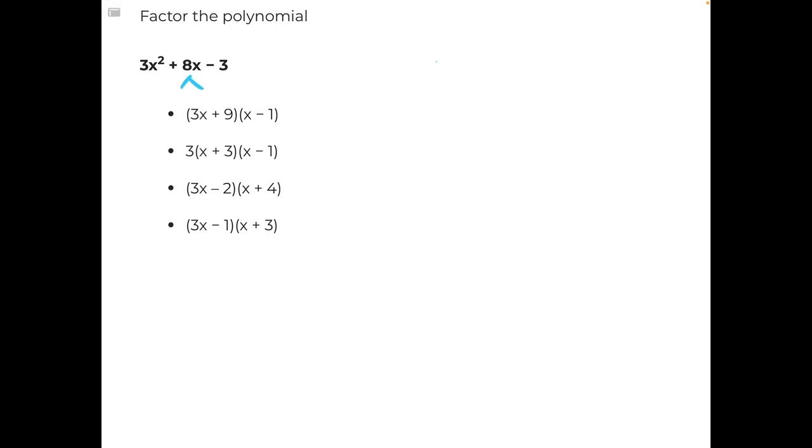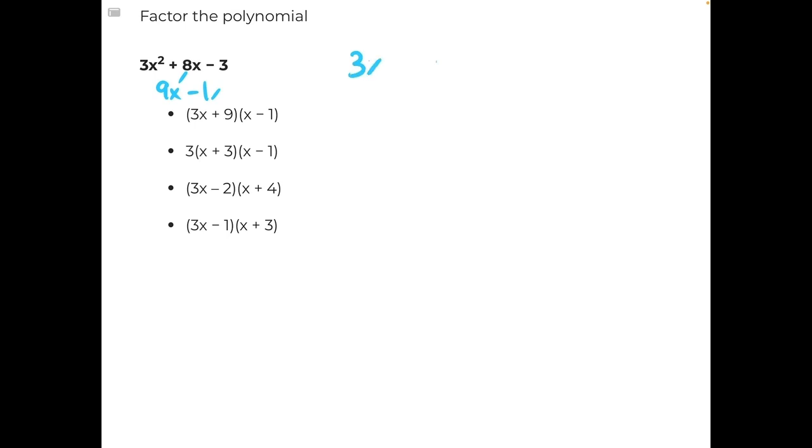Well, I want to split it into two terms. One that can have a greatest common factor with 3x squared, and another that can have a greatest common factor with negative 3. So let's split 8x into 9x and a minus 1x, because 9 minus 1 would still give us 8x in the end, so this is equivalent to 8x. And now we can go ahead and group those.